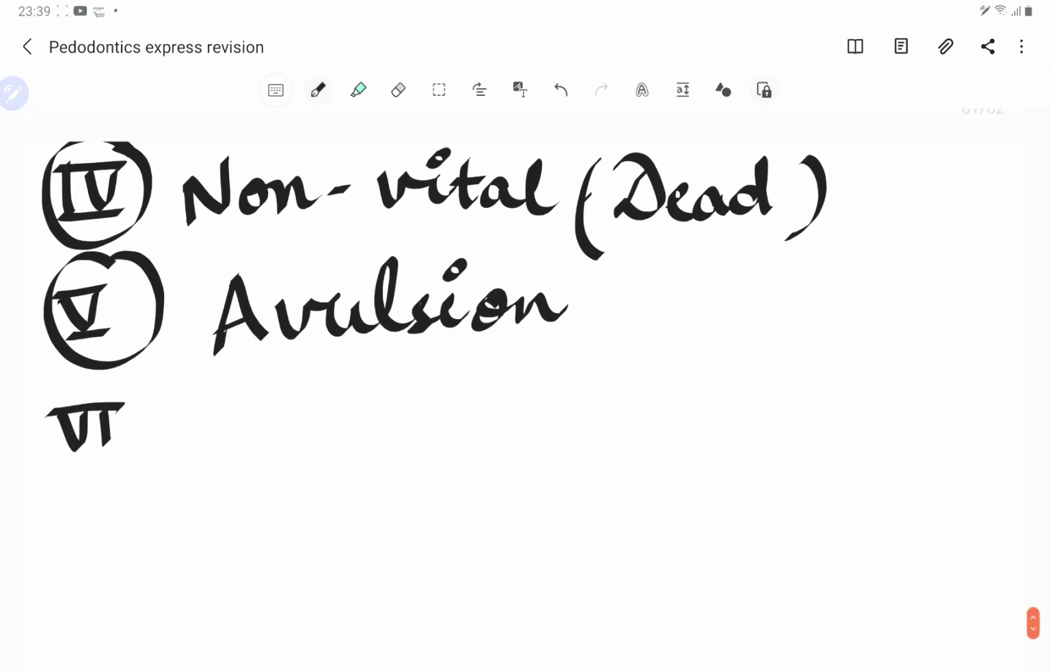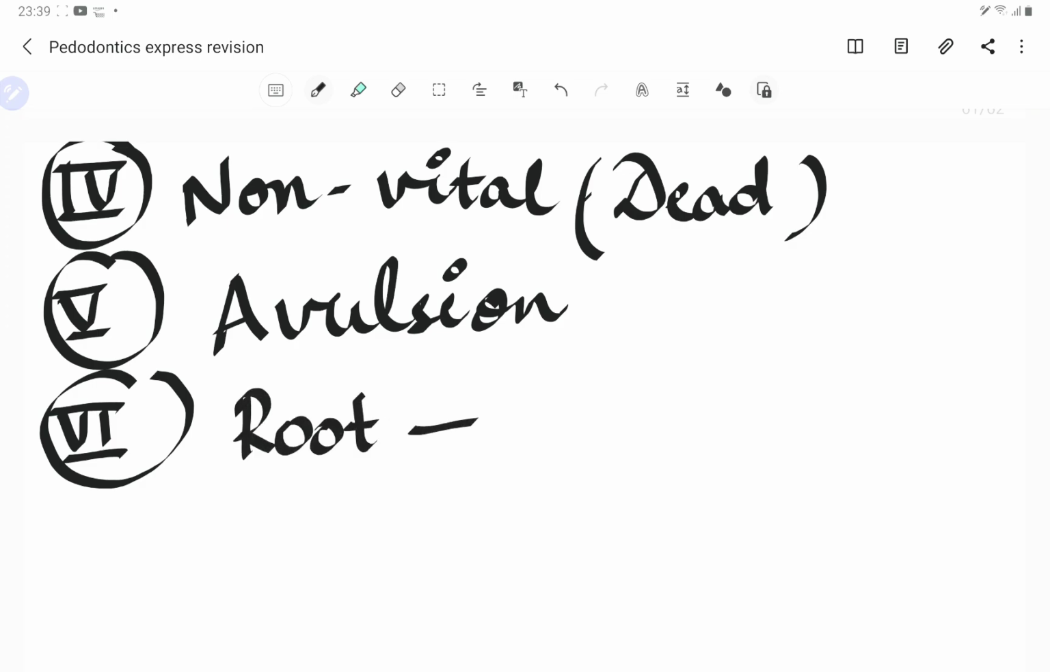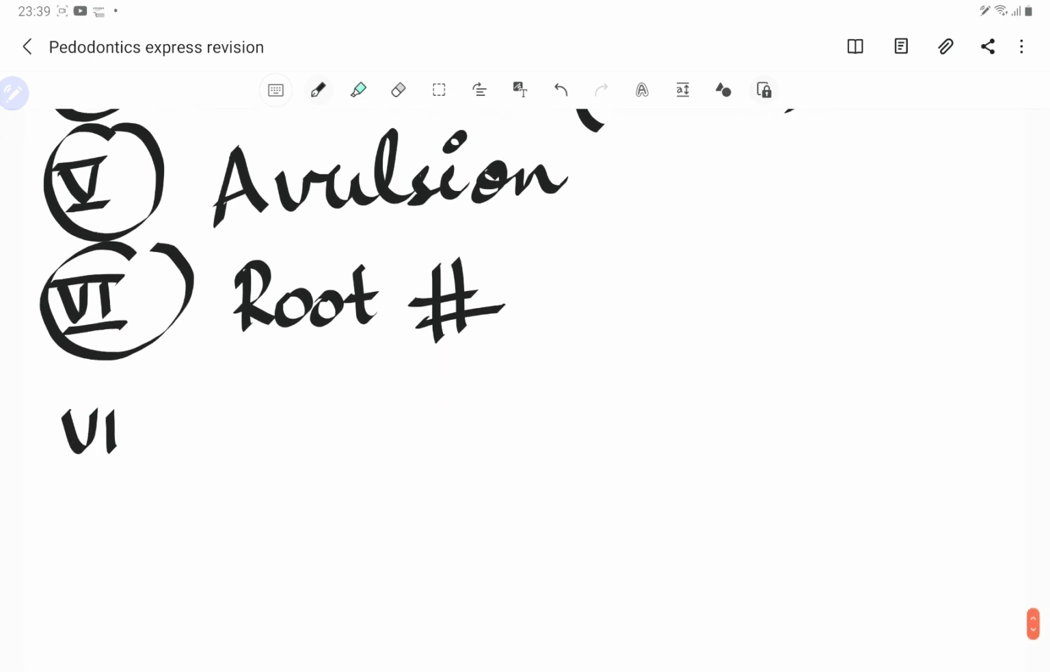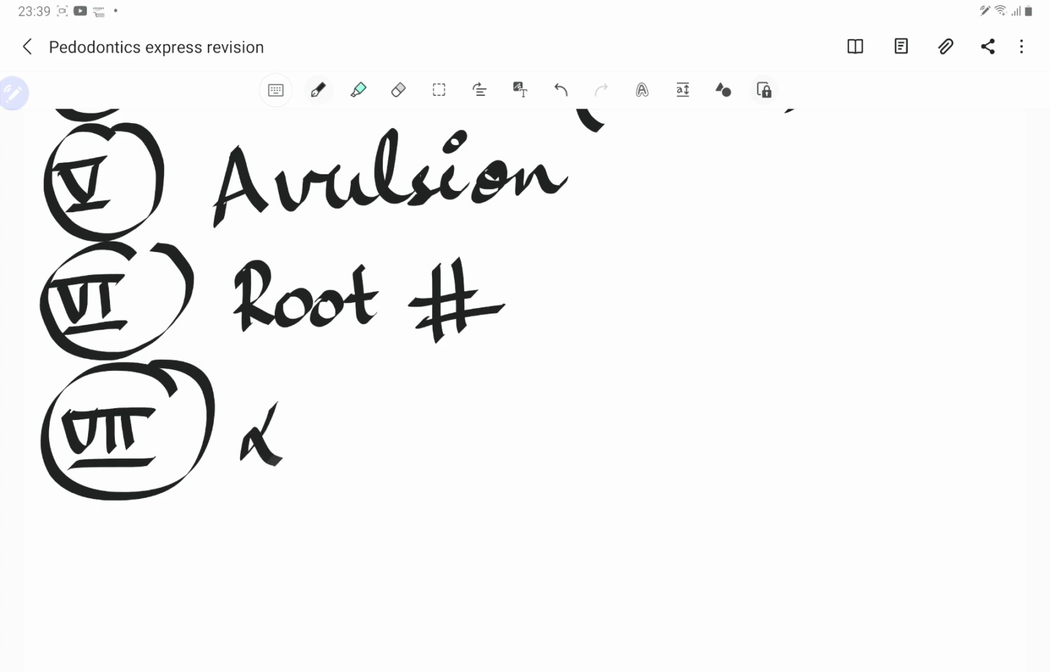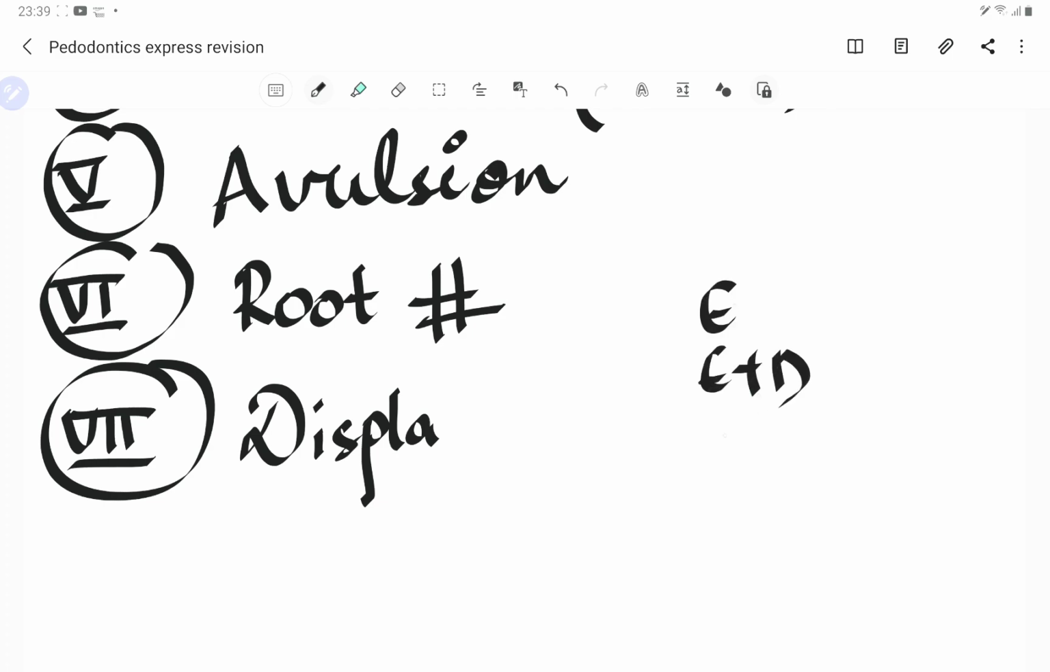Talking about the class 6 Ellis classification, this is the root fracture. Ellis class 6 is the fracture of the root with or without the loss of the crown structure. There can be loss of the crown, there cannot be loss of the crown, but definitely there is going to be a fracture of the root. Class 7 of the Ellis classification is the displacement of the teeth. So guys, it is very easy, you can remember it. The first one is enamel, the second one is enamel plus dentine, the third one is enamel plus dentine plus pulp, right?